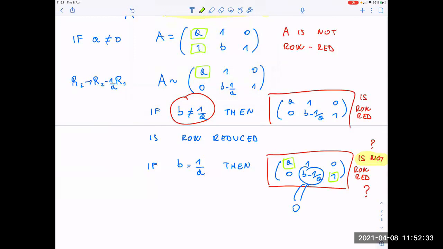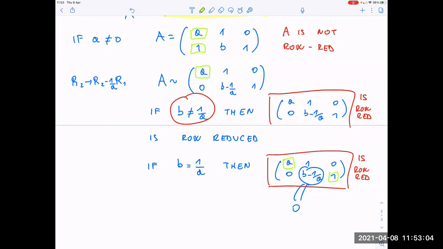So, well, let's do it like this. So I have the markers. And so we can say that, yes, it is row reduced. So for A different from 0, the original matrix is not row reduced. And we found that we can row reduce to this form when A is not 0 and B is not 1 over A, or to this form when A is not 0 and B is equal to 1 over A.